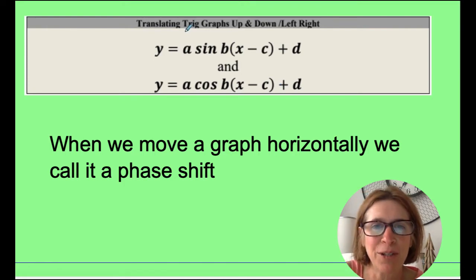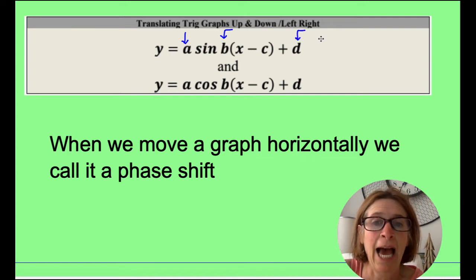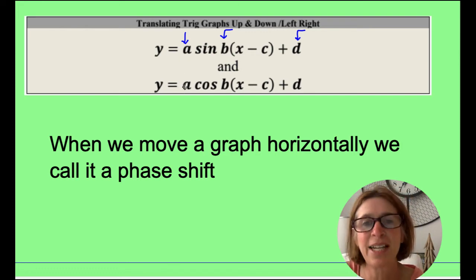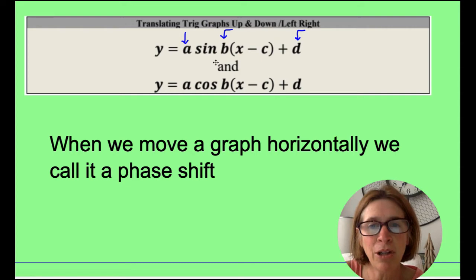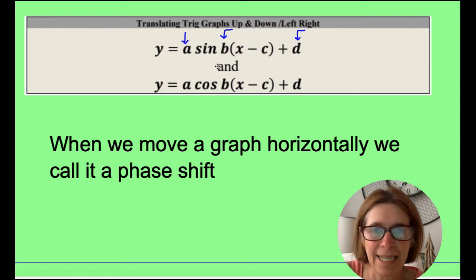At this point, we've learned about what this A value means. It tells us about the amplitude. B tells us about the period, and D tells us how the graph's been shifted up or down. And they mean the same thing whether it's sine or cosine. And you're going to learn other graphs that it means the same thing. But today we're going to look at what C does, okay?